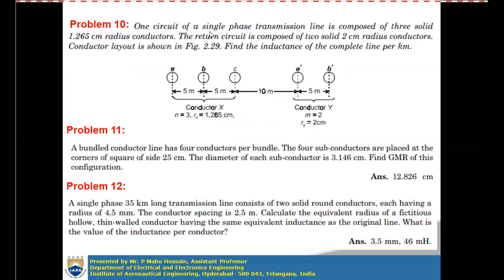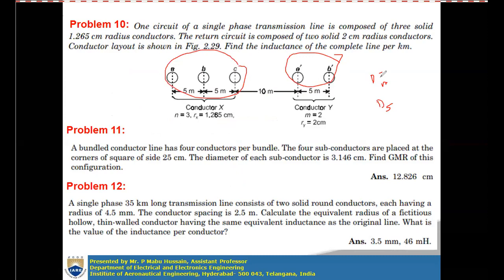If you observe the 10th problem, one circuit of single phase line is given here, right? So now if you observe this figure, it is a single phase line which is having 3 conductors in one phase and 2 conductors in another phase. Okay, so 3 conductors in one phase and 2 conductors in another phase. So DM and DS value, calculation of DM and DS value procedure will be the same only.